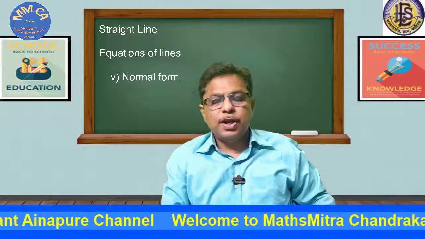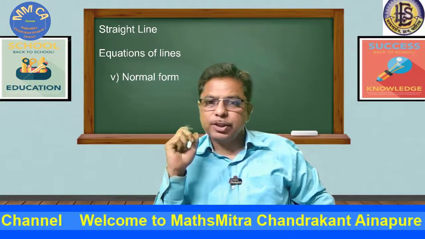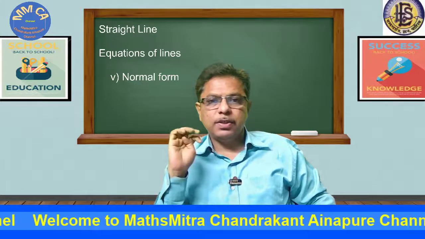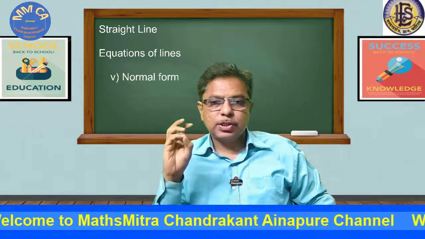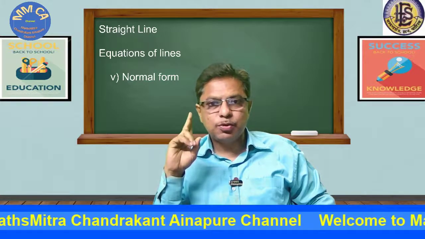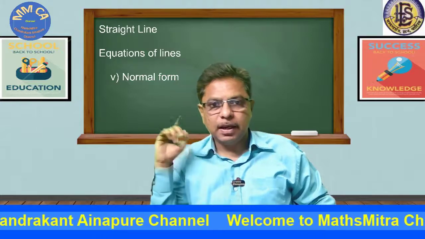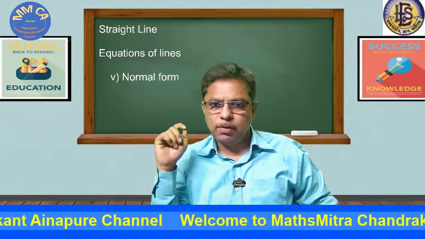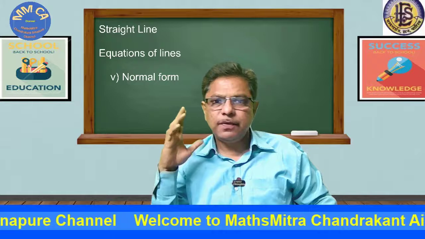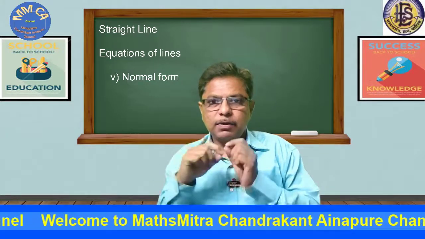Hello students. Now in this video we'll go for the fifth form of the equation of straight line. Already we have seen four forms, that is slope point form, the second is slope intercept form, third is two points form, and fourth is double intercept form. And now we'll go for normal form. Already we are familiar with the word normal. Normal means a perpendicular drawn on that line from a fixed point.